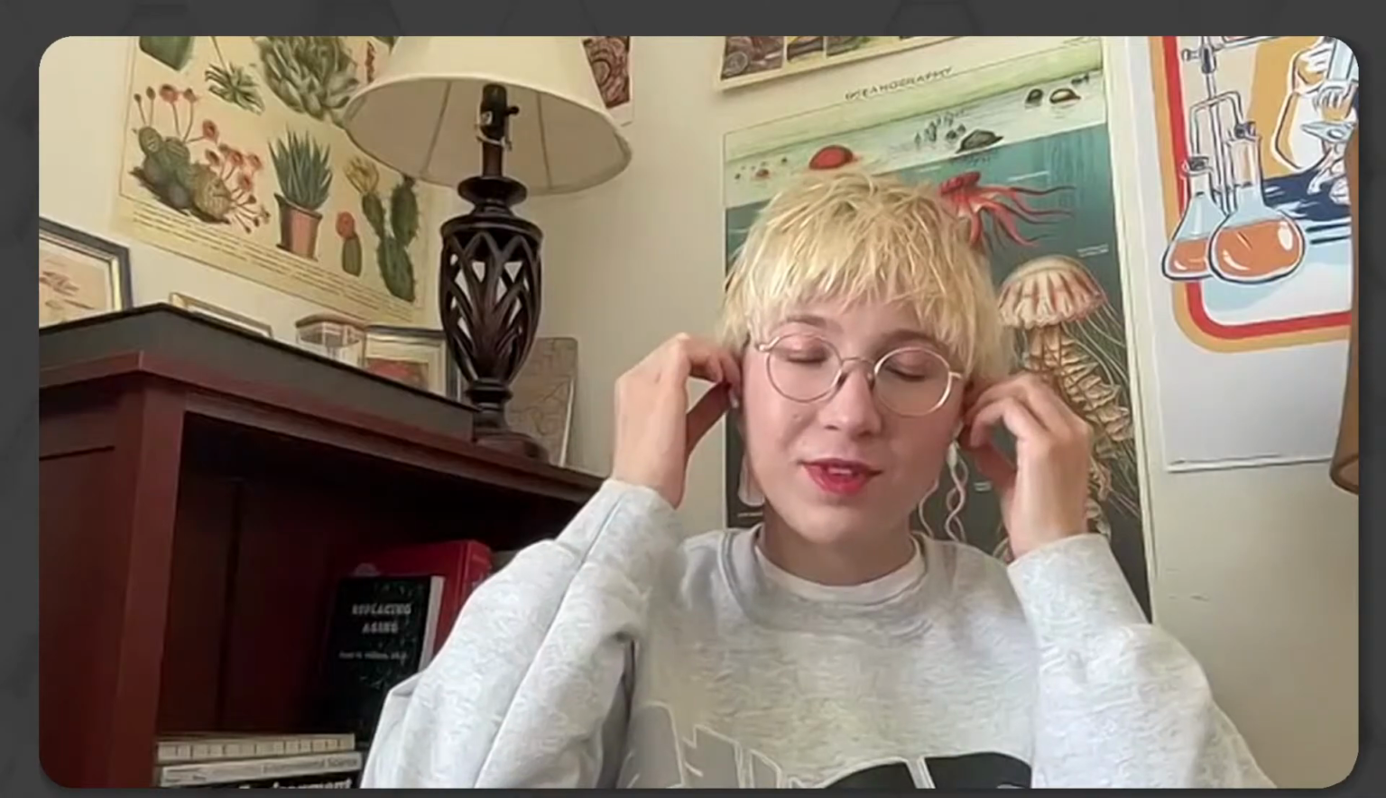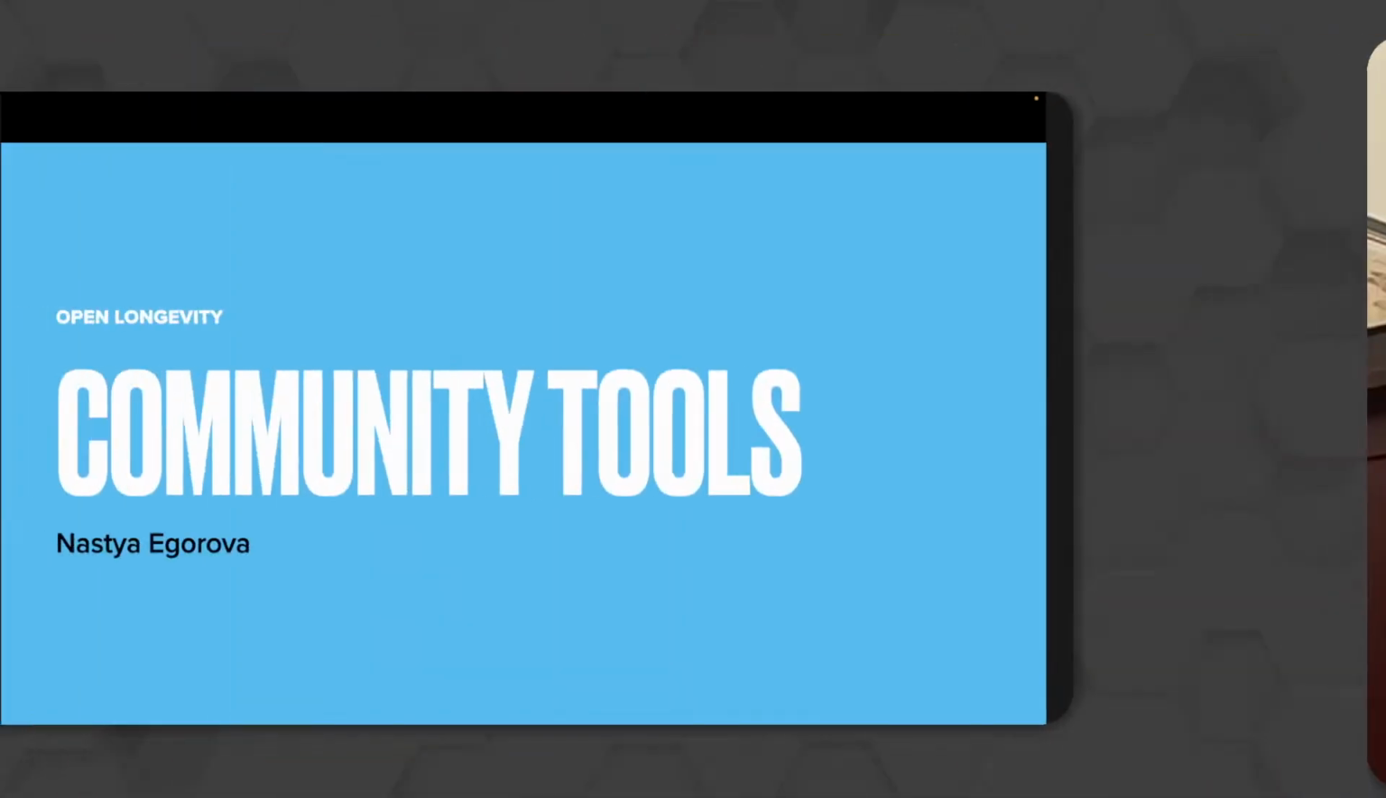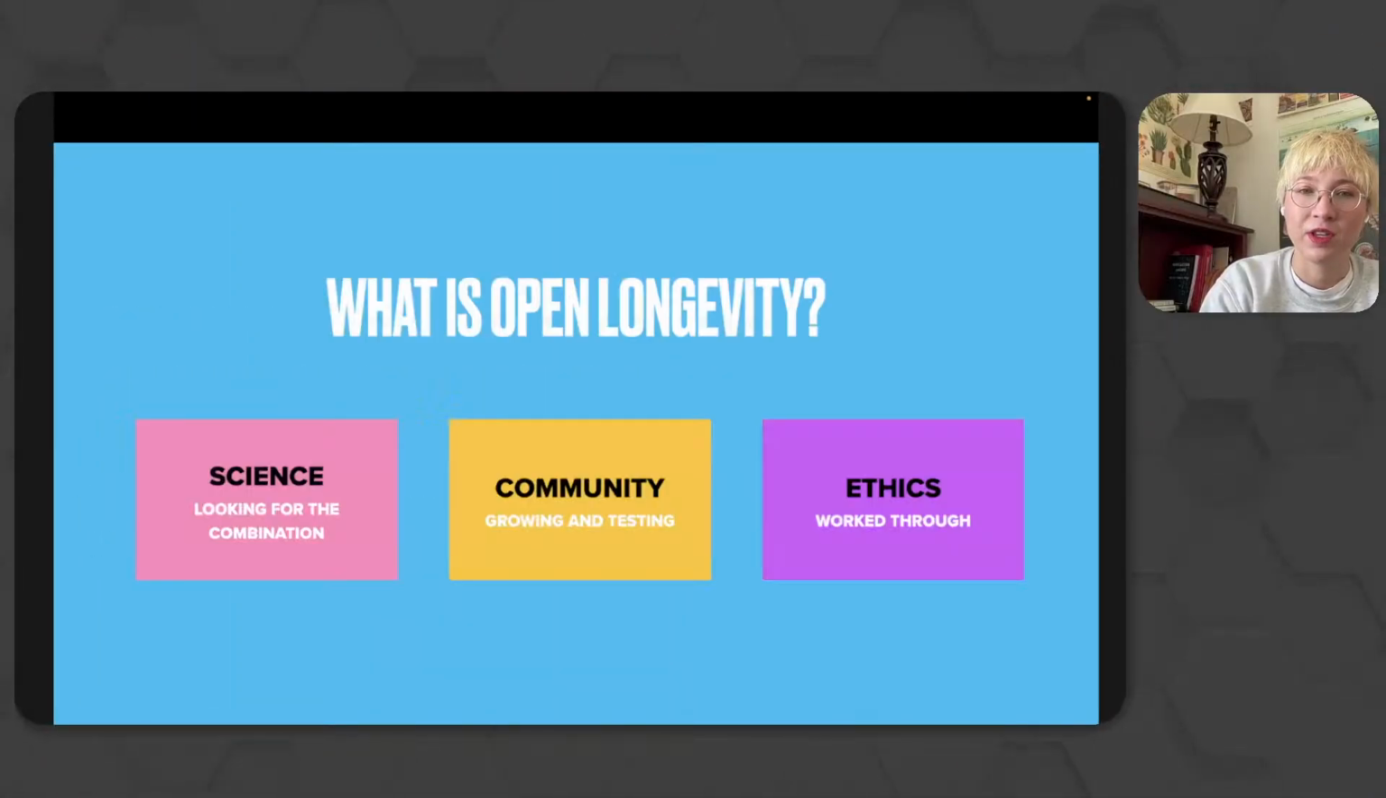So Open Longevity community tools is the topic. And what is Open Longevity actually?